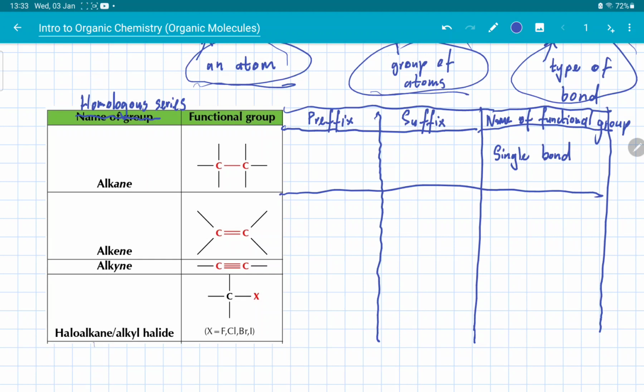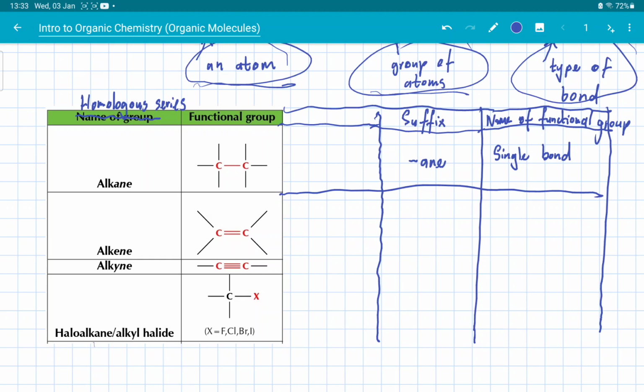And when we name them, there is a suffix. The suffix always ends with the letters A and E, which is ane. If you remember, when we name prefixes, we start from methane, ethane, propane, butane, pentane, hexane, heptane, octane, nonane, decane, corresponding to the number of carbons.